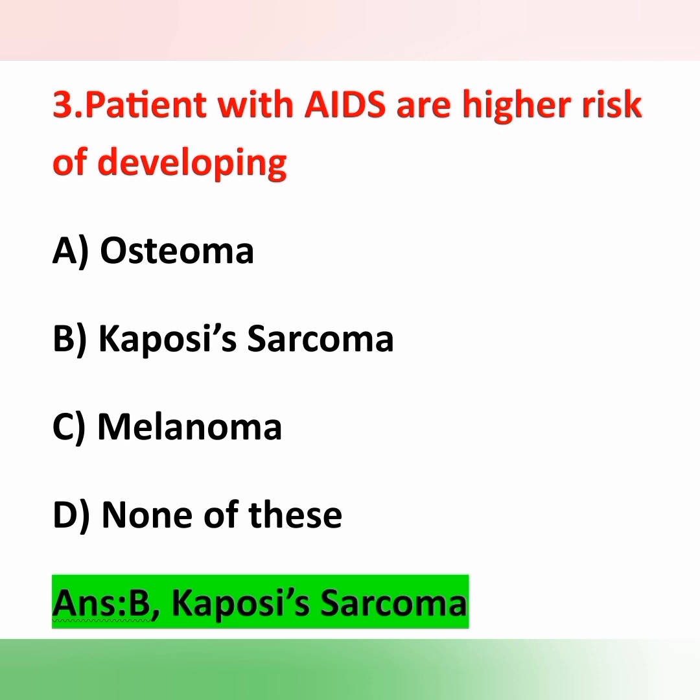This Kaposi's sarcoma mainly occurs in a person with a weak immune system, and the cancer cells are mainly found in skin, mucous membrane and lining of the blood vessels and all. So it mainly occurs due to a low or weak immune system. It is mainly seen in a patient with acquired immunodeficiency syndrome.